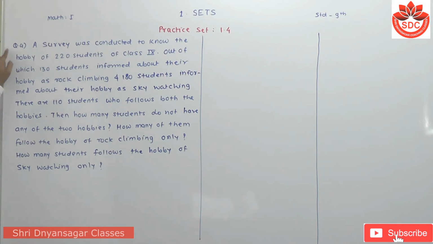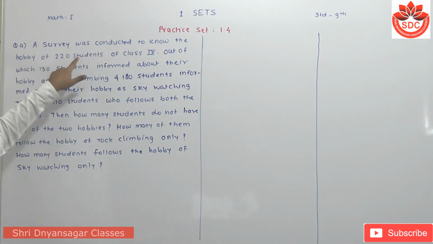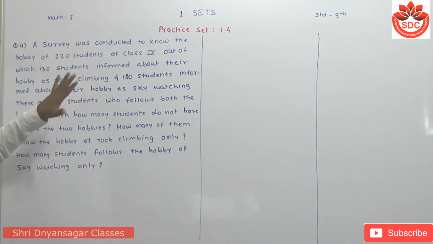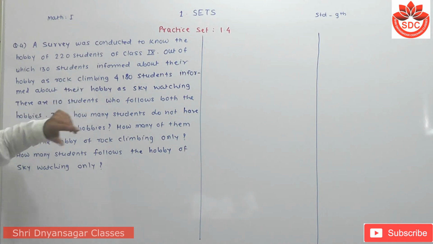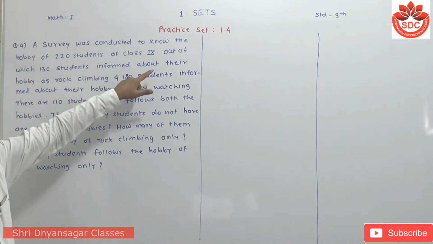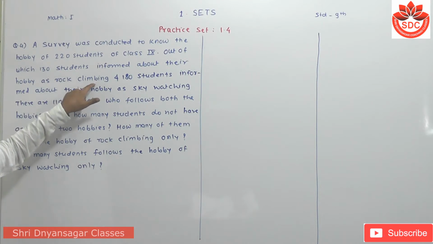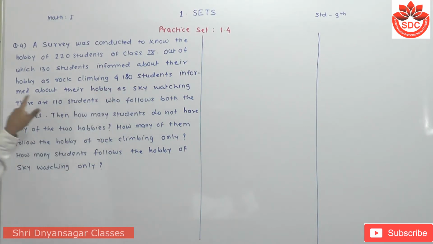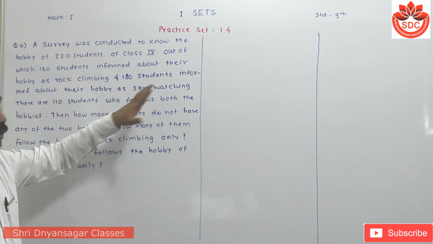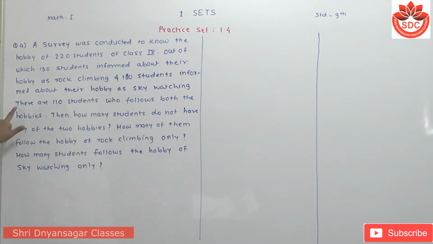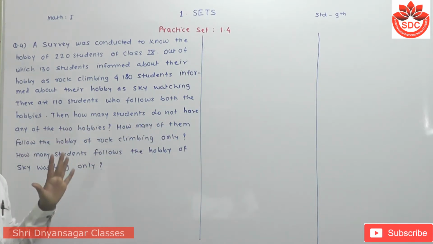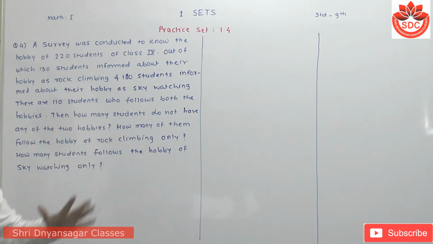Question number 4. A survey was conducted to know the hobby of 220 students of class 9. इयत्ता 9 च्या 220 विद्यार्थ्यांचा सर्वे केला आहे. Out of which 130 students inform about their hobby as rock climbing. म्हणजे 130 students हे rock climbing hobby असणारे विद्यार्थी, and 180 students inform about their hobby as sky watching. Sky watching असणारे 180 आहे. There are 110 students who follow both the hobbies, means that rock climbing and sky watching. 110 students. Then how many students do not have any of the two hobbies? दोन्ही पैकी एकही छंद नसणारे विद्यार्थी किती?